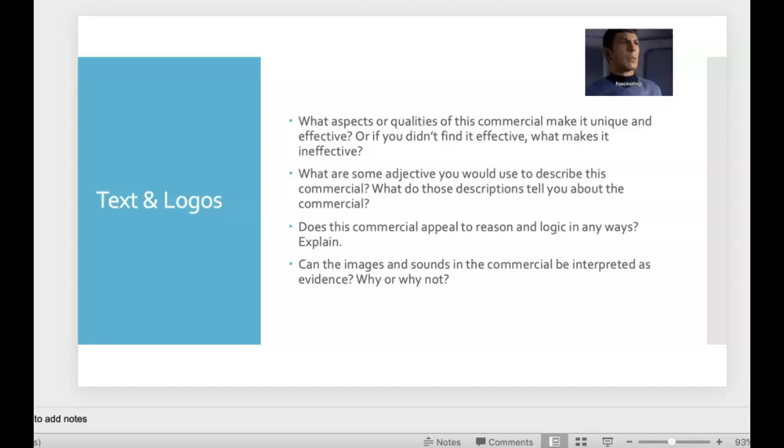And then finally, can the images and sounds in the commercial be interpreted as evidence? In this case, yes, they can. We're seeing how Daniel Lee is using these different services to create this digital scrapbook for his daughter. So we can certainly use what we're seeing as a form of evidence for why we should do what Google wants us to do, which is use their product.